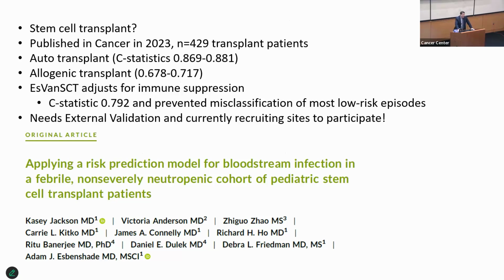And in fact, there were some low-risk cases we were missing that actually had pretty significant infections. And so what we found is that you needed to adjust for immune suppression. And if you do that, the model actually worked really well, and it notably boosted everything up. However, we still need external validation for this. So I'm currently recruiting sites. I have about 12 on board so far, where we're trying to fully validate this and see if we can get a version that holds up.